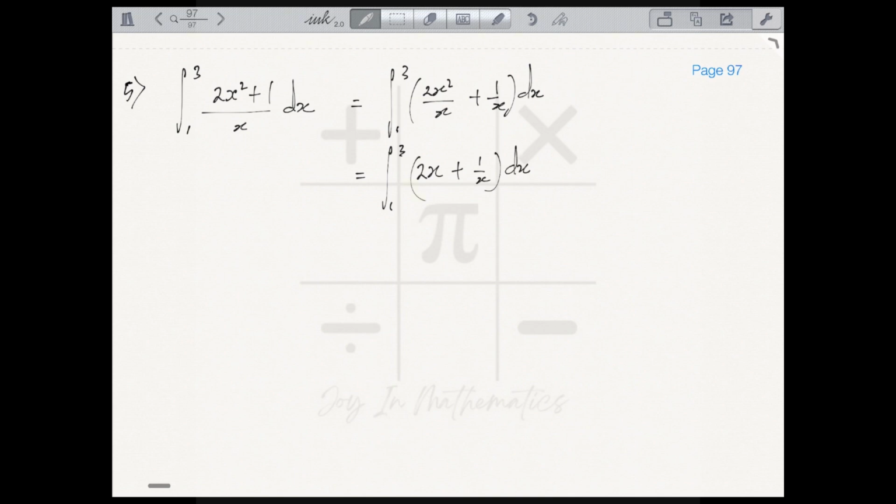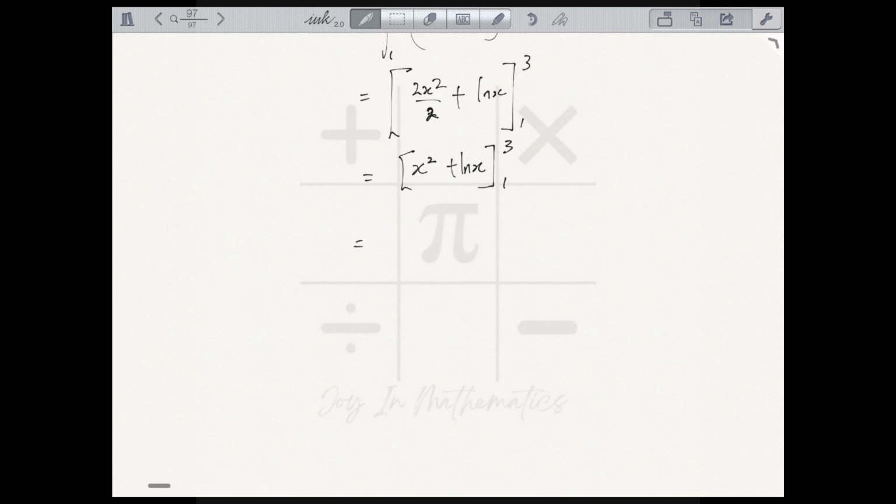And now let's integrate 2x plus 1 over x with respect to x, and we'll have 2x squared over 2 plus ln x from 1 to 3. And simplifying further, we have it to give us x squared plus ln x, limit from 1 to 3.